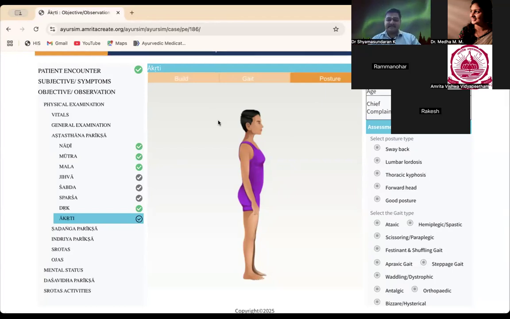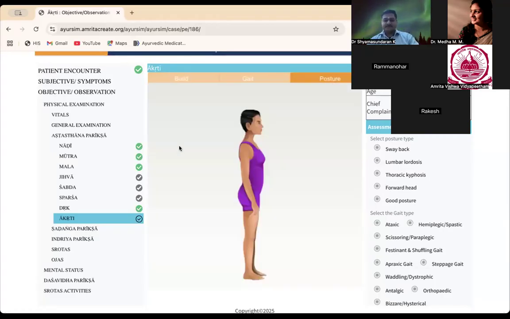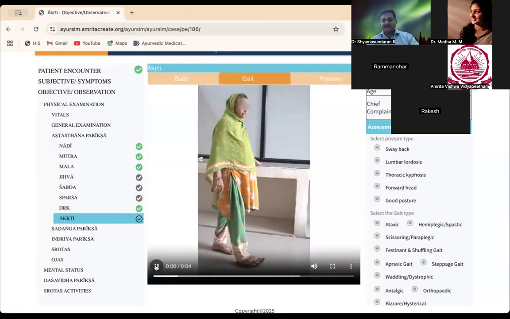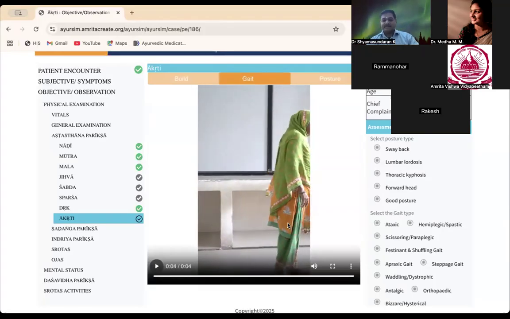This will be very clear in their mind that when you're looking at Akriti, they have to look for build, they have to look for gait, they have to look for the posture. And here again, gait is a video wherein the patient is walking in a typical manner, which you can remember.